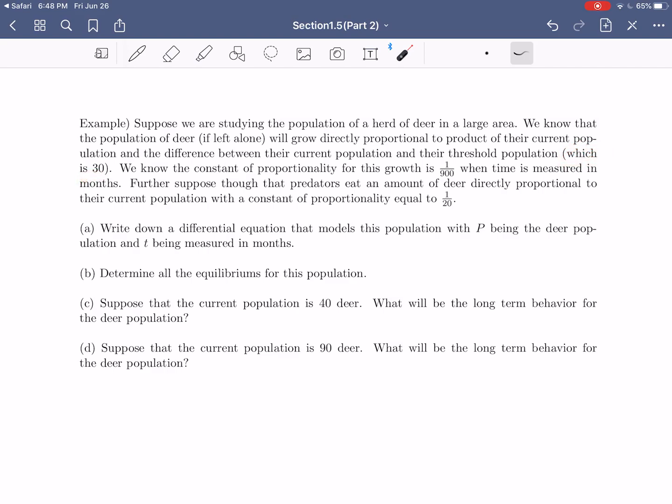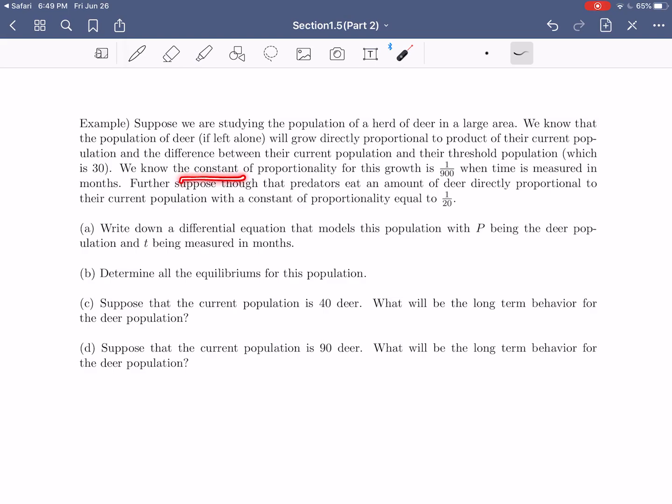Now, threshold population is a term that's used a lot in biology. Basically, threshold population is sort of the opposite of carrying capacity. Carrying capacity is the maximum population that an area can sustain. Threshold population is the minimum population necessary for whatever you're studying to continue surviving and moving forward. So a threshold population is the minimum size, and we're saying in this case it's 30. Now you'll notice that in this case we're assuming there's no carrying capacity because our herd is in such a large area that there's no issue with resources.